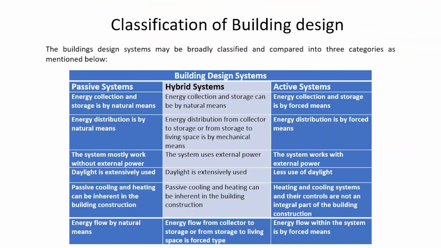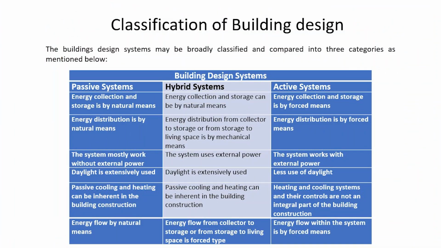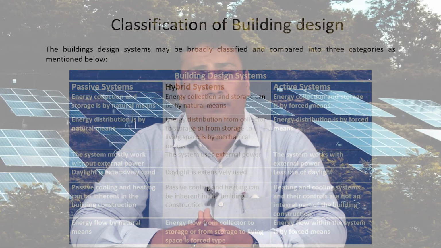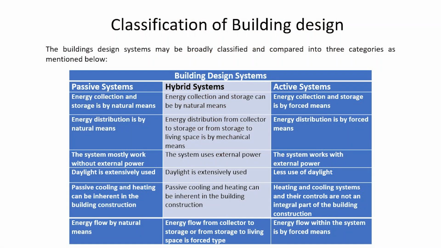If we talk about the passive system, energy collection and storage are by natural means. It means energy distribution is also natural. The system mostly works without external power. Daylight is extensively used in the passive building system. Passive cooling and heating can be inherent in the building construction, and energy flows by natural means or natural processes.